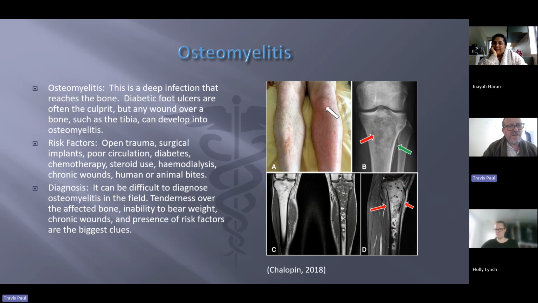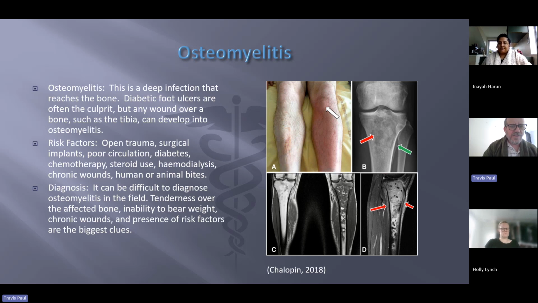Osteomyelitis is an infection that goes deep and reaches the bone. Diabetic foot ulcers are often the culprit, but any wound over a bone, such as the tibia where the skin is thin, can develop an osteomyelitis. If patients have open trauma, surgical implants, poor circulation, diabetes, chemotherapy, steroid use, hemodialysis, etc., these are all risk factors that can increase the likelihood of forming the bone infection.